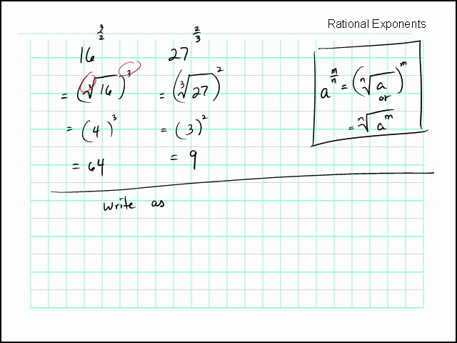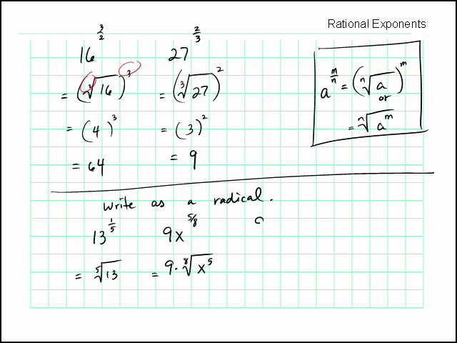Write as a radical. 13 to the 1/5 as a radical is the 5th root of 13. Can't really simplify that. 9x to the 5/8. Notice that the 9 is on the outside. That's 9 times the 8th root of x to the 5th, just like that.